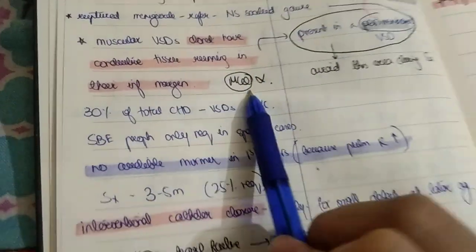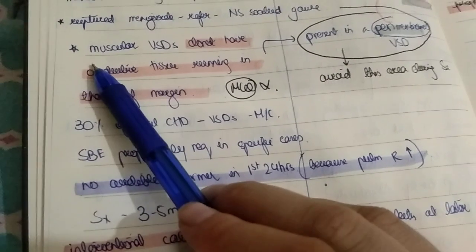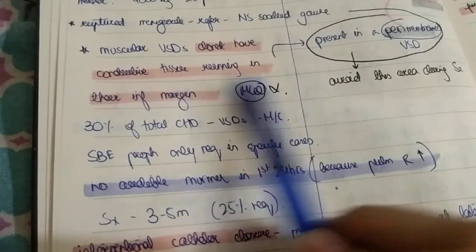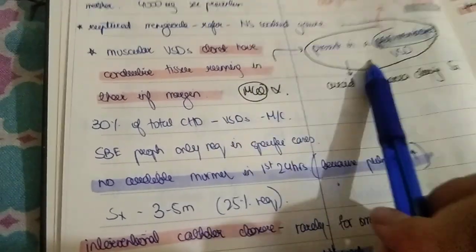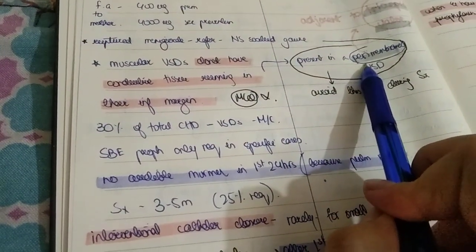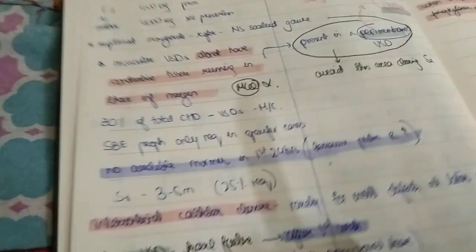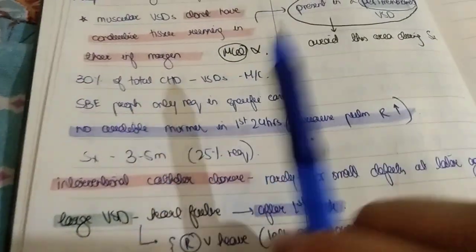Okay, so this was the MCQ point. The MCQ was: muscular VSDs do not have conductive tissue running in their inferior margin. Which ones have them? The perimembranous. They have conductive tissue running in their inferior margin, and you have to avoid that conductive tissue during surgery. Now, 30%, yeah, we get it.